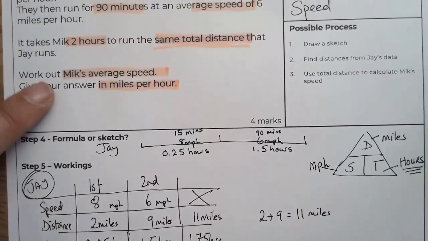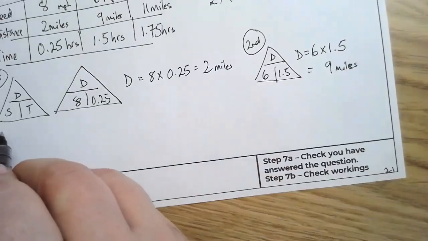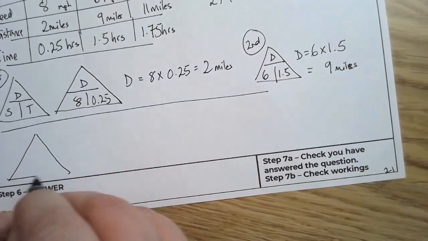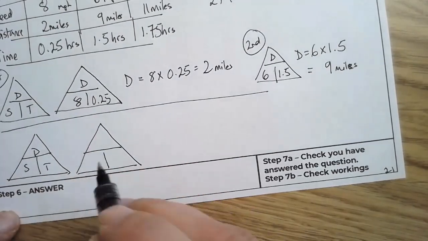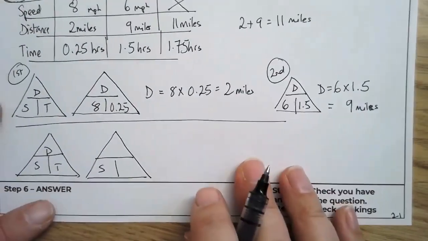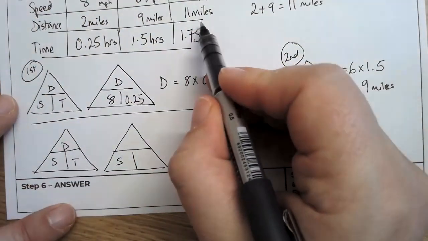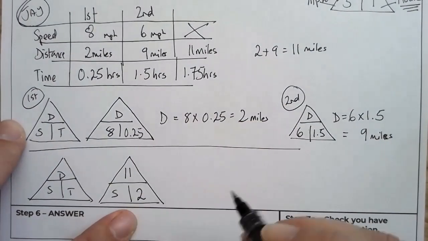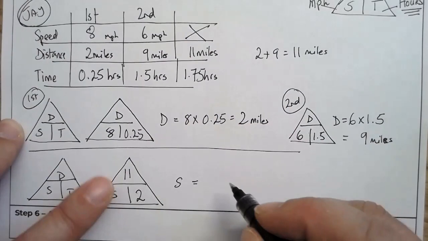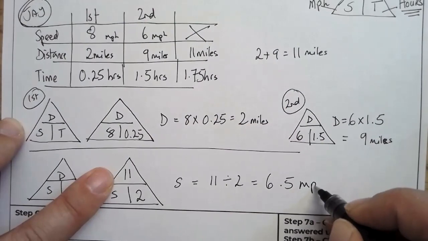We now need to find out Mick's average speed, and Mick took 2 hours. So let's look at Mick, speed, distance, time. What do we have? Well, we don't know the speed. That's what we're trying to work out for Mick. The distance is the same. We are told it is the same total distance. So distance is 11 miles. And then the time it takes, we know, is 2 hours. And therefore speed equals 11 divided by 2, which is 6.5 miles per hour.